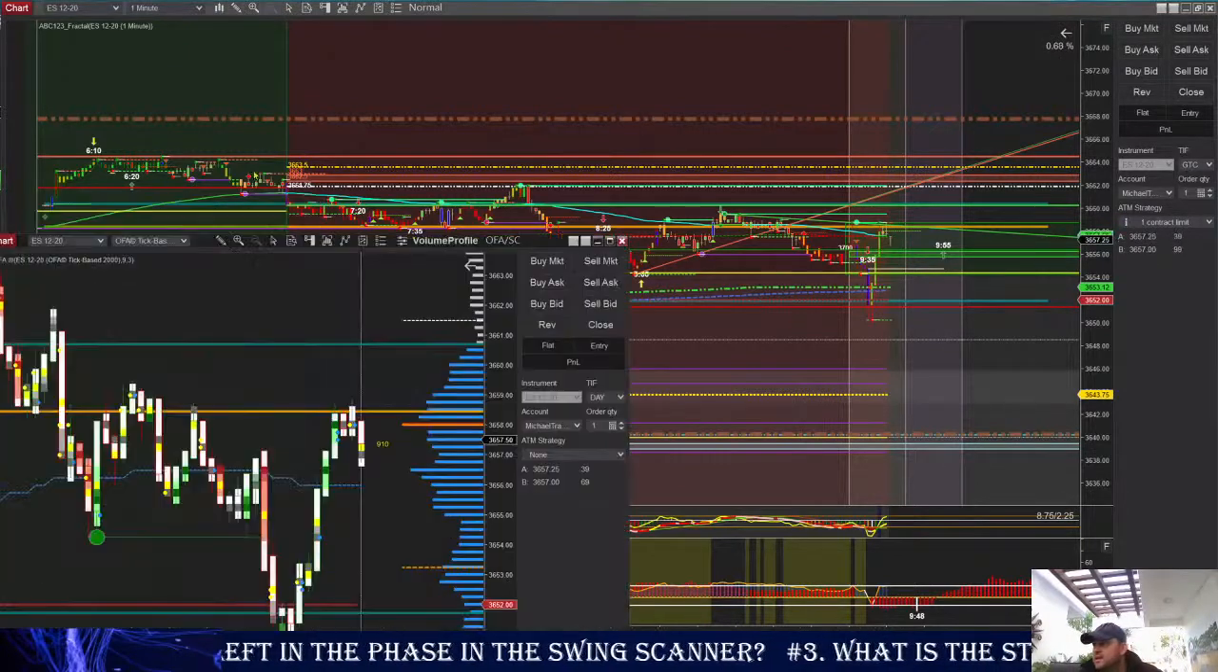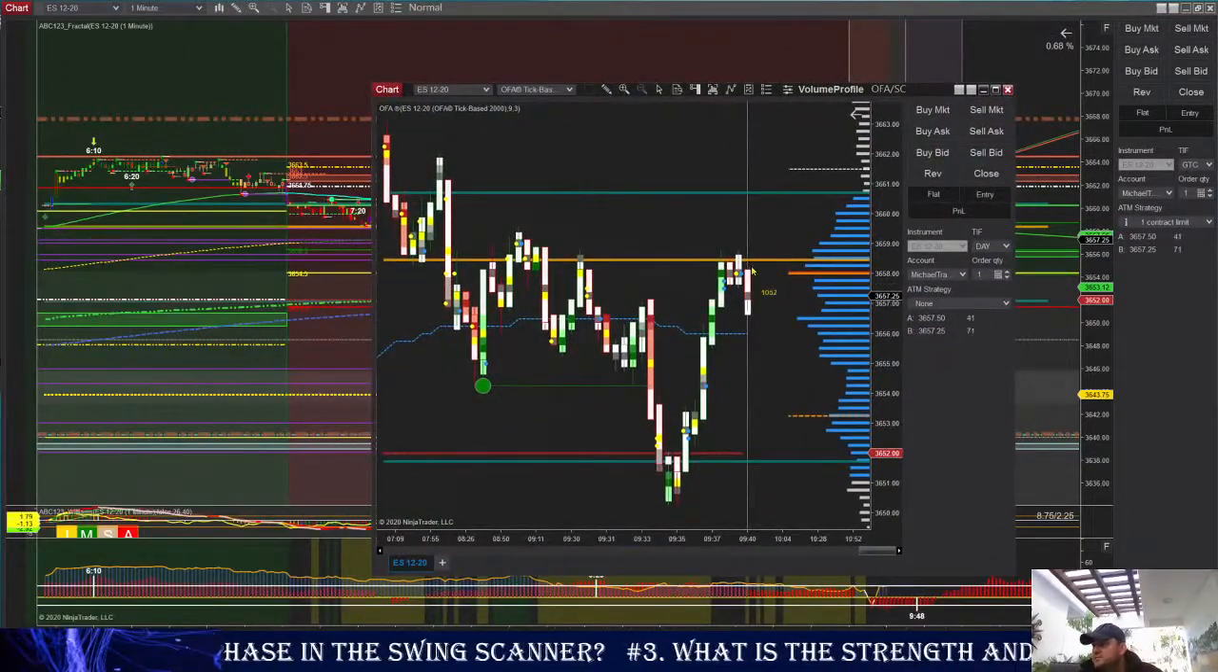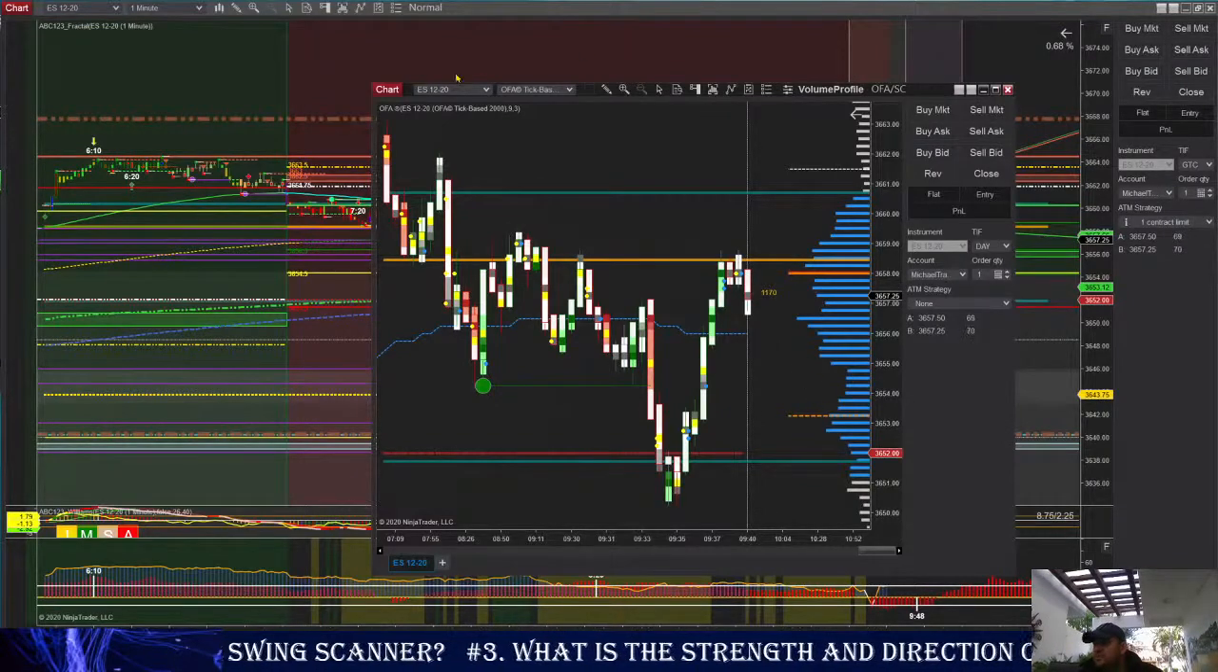So I'll show you on this chart again. See, that was that spike. We're waiting for it to play around, to turn around.